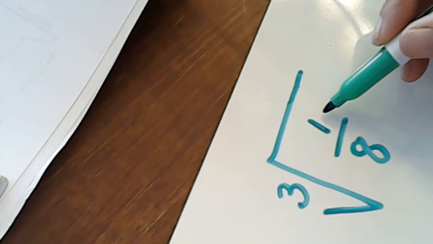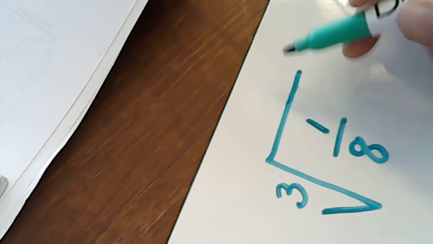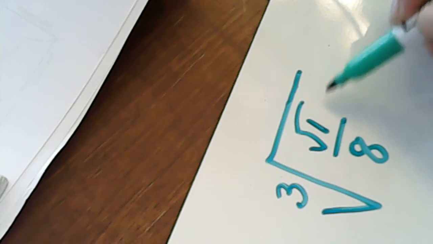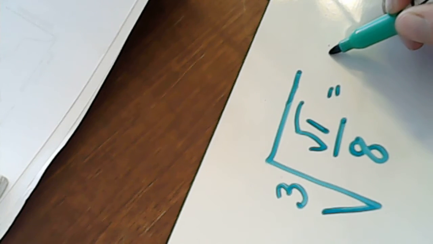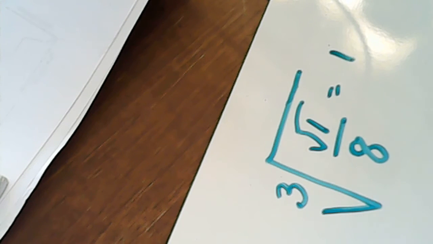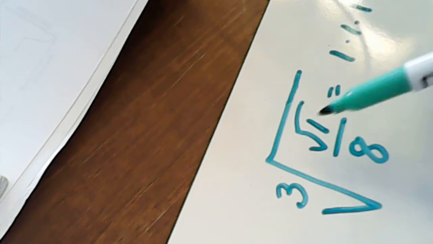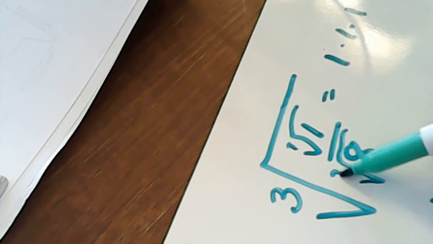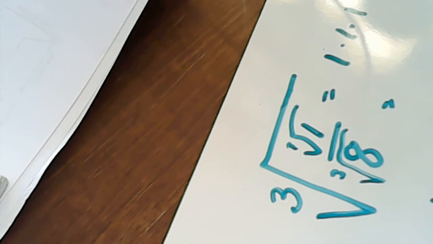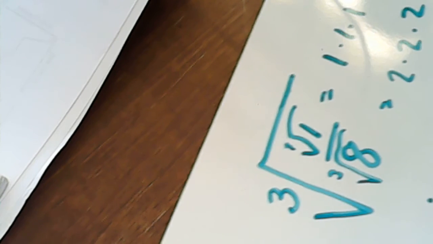Well, what's the cube root of 1? That equals 1, right? Because 1 times 1 times 1 equals 1. That's the cube root of 1. And then what about the cube root of 8, which we also know now, hopefully you were watching, 2 times 2 times 2, which would be the cube root of 8.